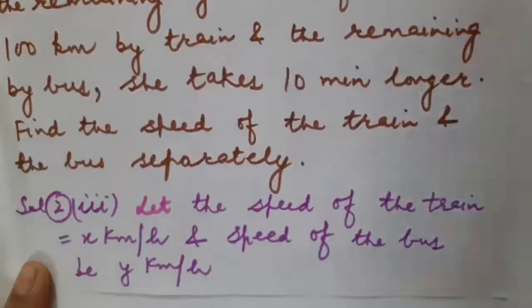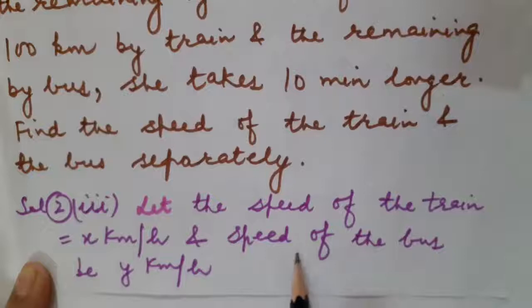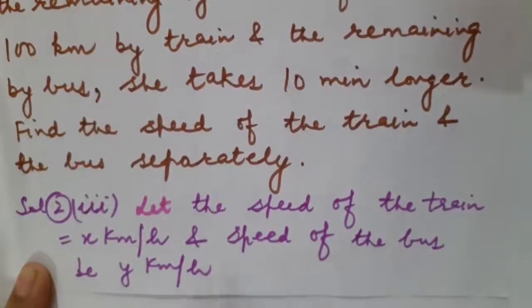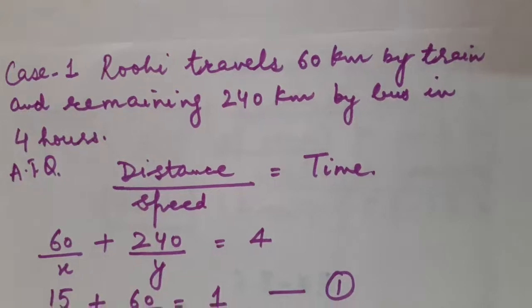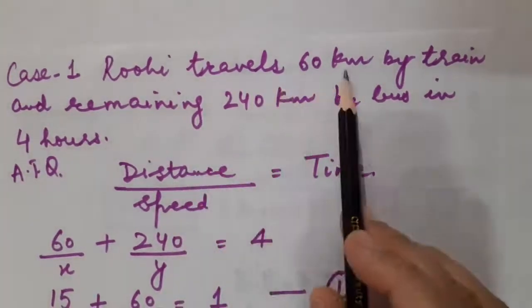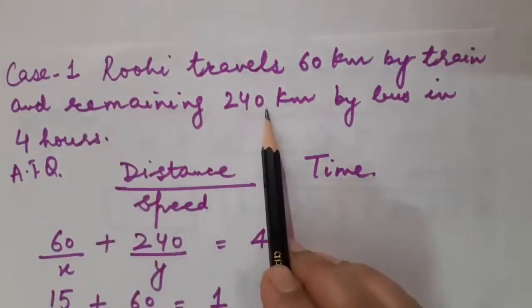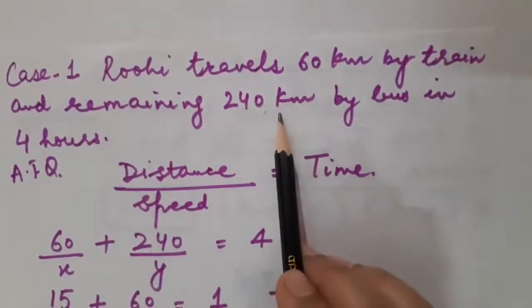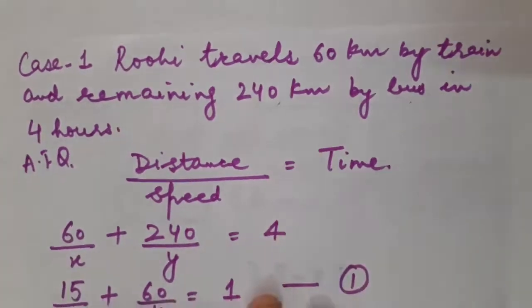Understood? So let us assume that the speed of the train is x km per hour and the speed of the bus is y km per hour. Now, children, in case 1, Ruhi travels 60 km by train and the remaining 240 km, because the total distance is 300 km, by bus. And how much time is the girl going to take?